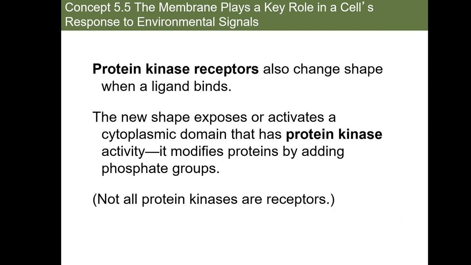Protein kinase receptors also change shape when a ligand binds. The new shape exposes or activates a cytoplasmic domain that has protein kinase activity. It modifies proteins by adding phosphate groups. Not all protein kinases are receptors, though. So phosphate groups are just that circular P. They have the P, the O, the O, the O, and the double bonded O. And one of these is negative.